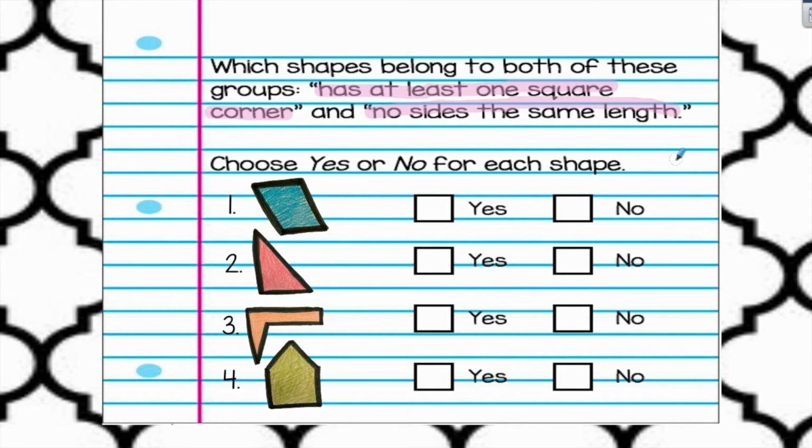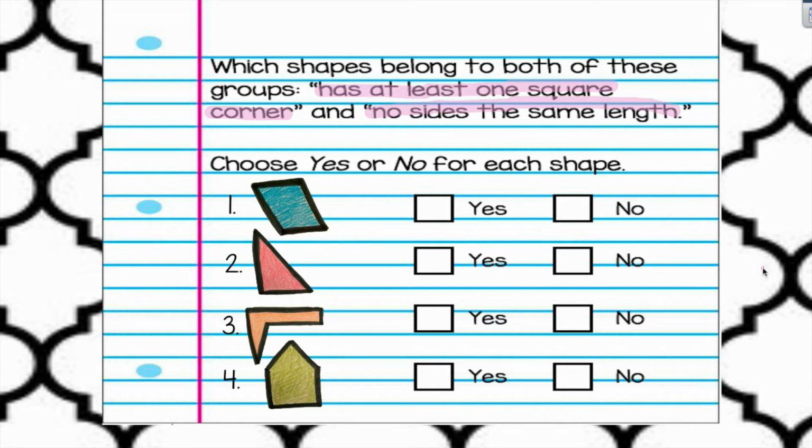Choose yes or no for each shape. So the way that I like to solve these types of problems is I like to take it one shape at a time. Whenever we're looking at the shape, we have to make sure it has at least 1 square corner and it has no sides the same length.